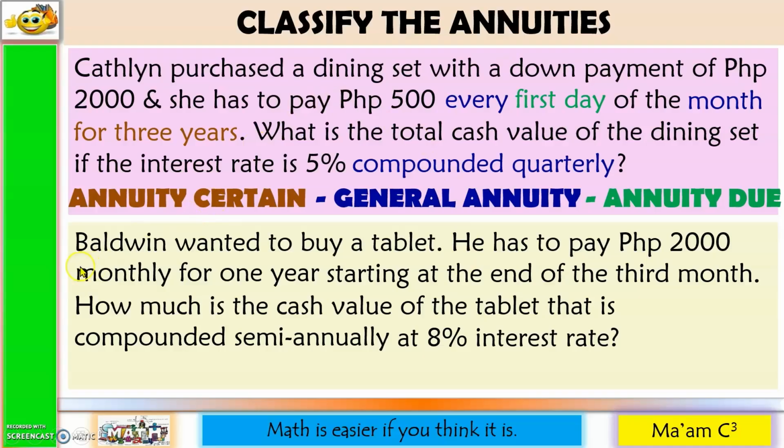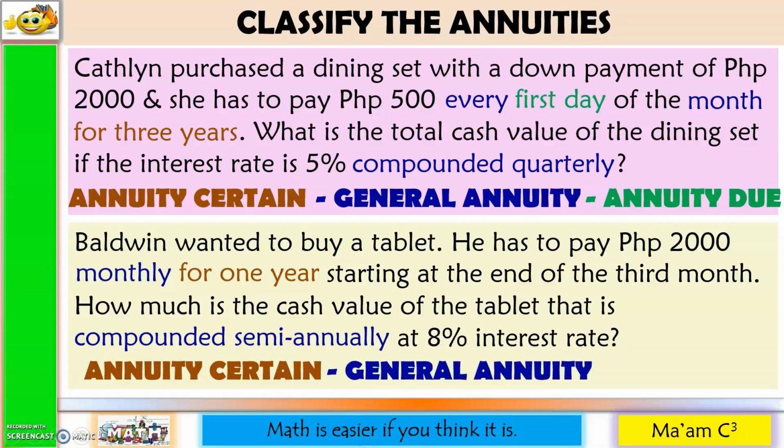So it says here that Baldwin has to pay for 1 year. So again, this is annuity certain. And the payment has to be monthly, while the interest is compounded semi-annually. So the interval of payment does not coincide with the frequency of conversion. So this is general annuity. And the payment should start at the end of the third month, as if there is a 3 months grace period. So this is deferred annuity.